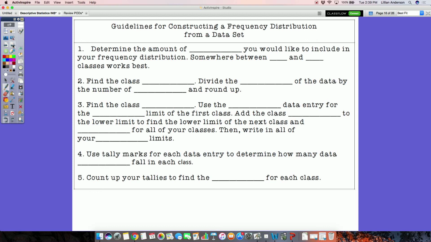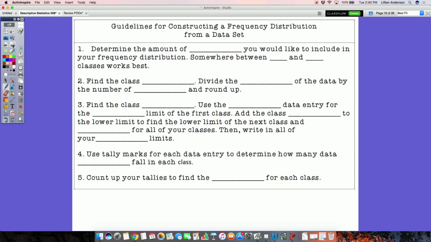Then you're going to find the class width. Based off your classes, you have to figure out how big your intervals are going to be. To do that, you're going to divide the range of the data by the number of classes that you decided to select and round up. More than likely, it's going to be a decimal, so you're going to round up. Okay?